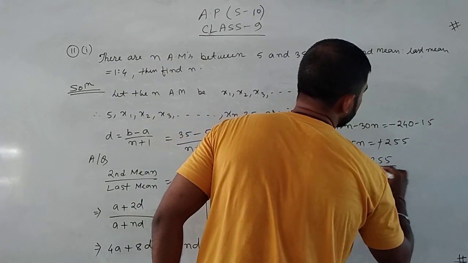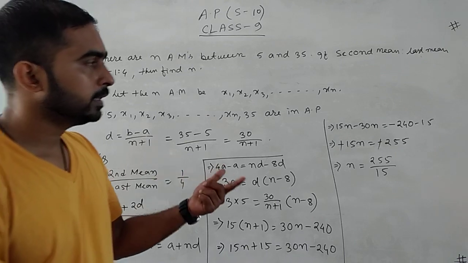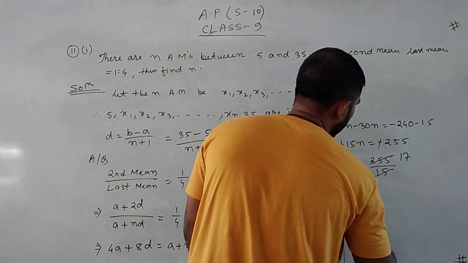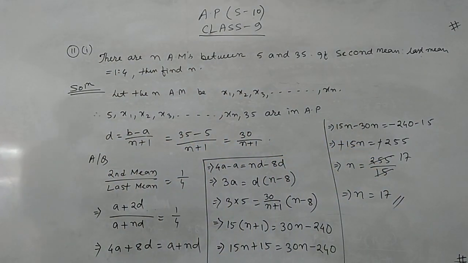255 by 15. 15 times 15 is 225, plus 30 is 255. So 15, 17. Yes, so n equals 17. So this is the solution.